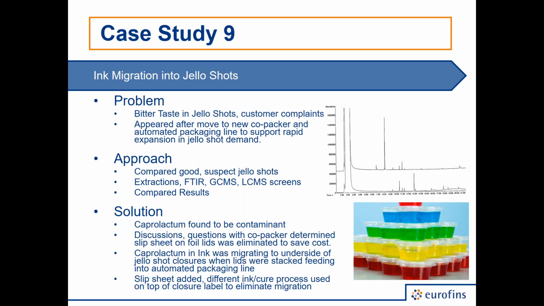And finally, case study 9. Everyone likes this one, it's the final one: off taste in Jello shots, because no good scientist wants a bad tasting Jello shot. They looked at all the ingredients going into the Jello, and that wasn't it, because it's alcohol, sugar, and Jello mix, right? Hot water. That wasn't it. And the problem only occurred when they automated their process line, and of course that's when they're ramping up and their sales are through the roof, right?